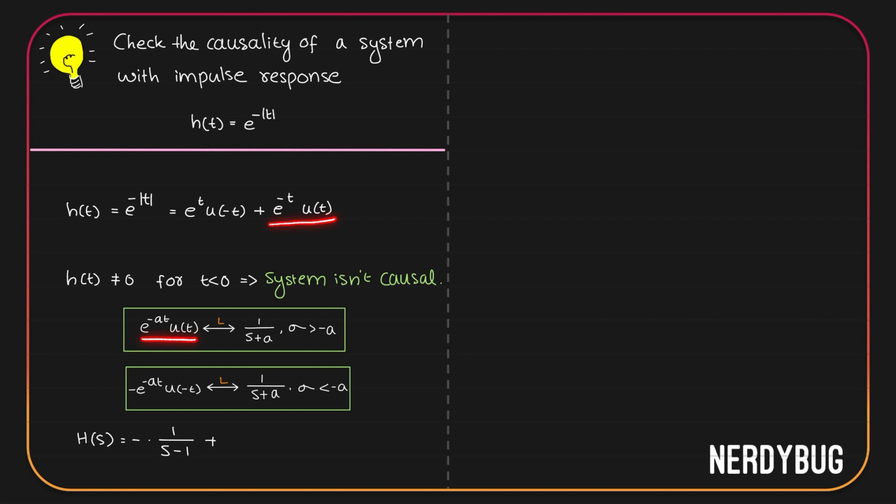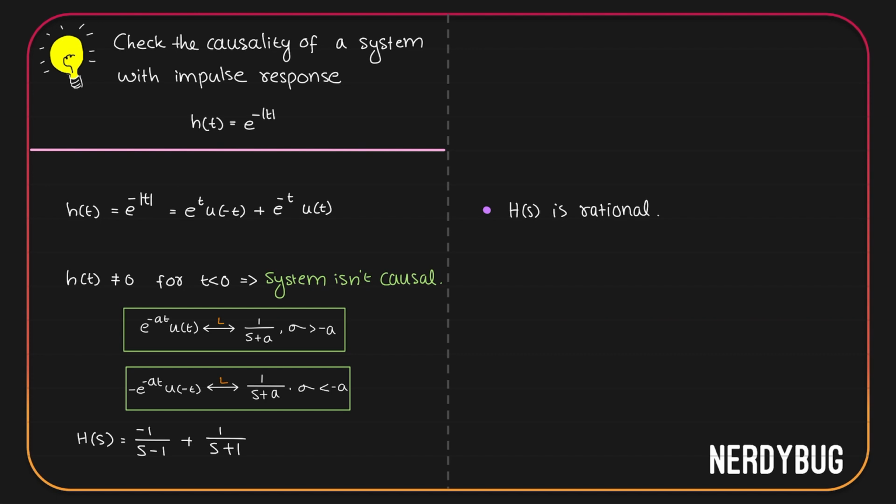Comparing it with here, we can see a is 1. The second term is e raised to minus t u of t. It is of this form. Comparing, we can see a is 1. So its Laplace transform is going to be 1 by s plus 1. So the transfer function of this LTI system is minus 1 by s minus 1 plus 1 by s plus 1. Obviously, it is a rational function. This satisfies the first condition that H of s should be rational.